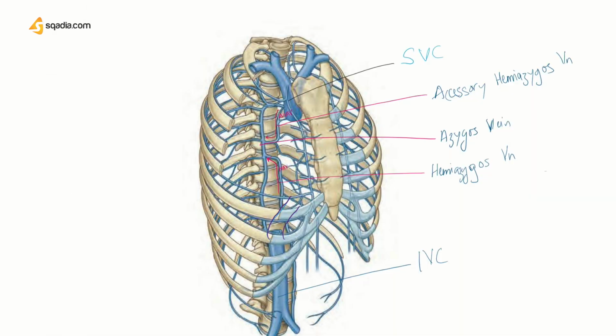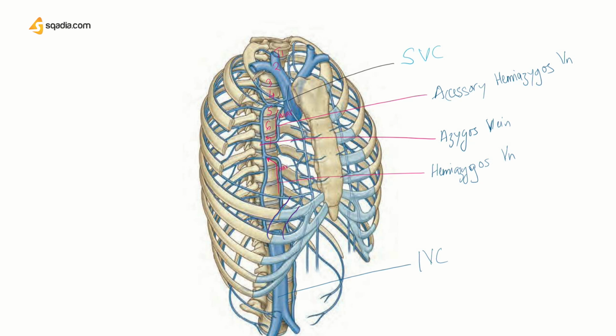So those of you who are wondering about what level these two veins drain into the azygous vein, it's around T7. So let's start counting. T1, 2, 3, 4, 5, 6, 7.